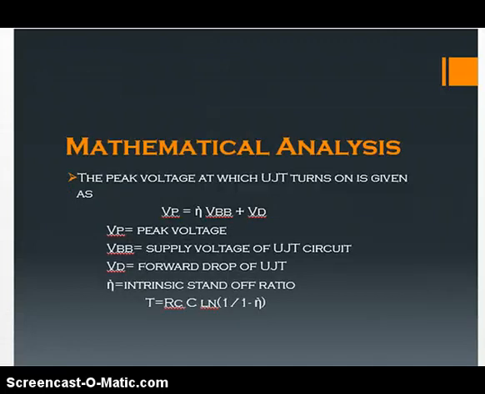Now let us analyze the mathematical analysis. The peak voltage at which the UJT turns on is given as Vp equals eta VBB plus Vd, where Vp is the peak voltage, VBB is the supply voltage of the UJT circuit, and Vd is the forward drop of the UJT, and eta is the intrinsic standoff ratio, and T equals RC into C, natural logarithm of 1 divided by 1 minus eta.